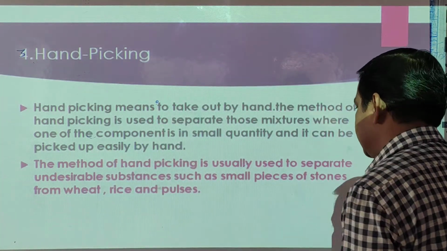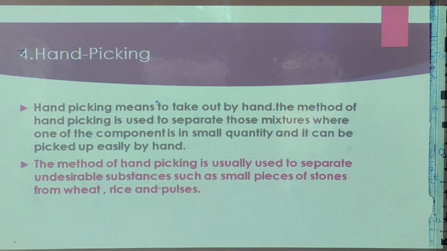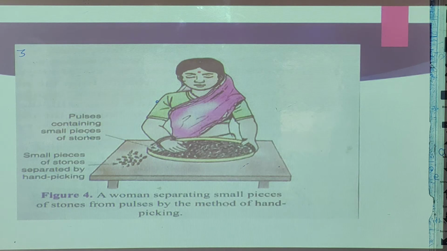As you can see in this picture, you can see the pulses containing small pieces of stones. So this is a mixture of pulses and small stones, and this lady is removing the small pieces of stones with the help of her hand. So this method is called the hand picking method.